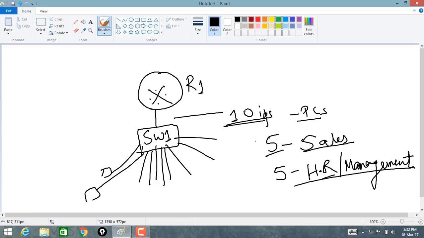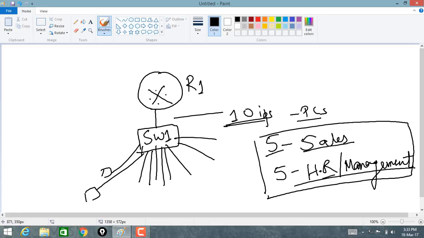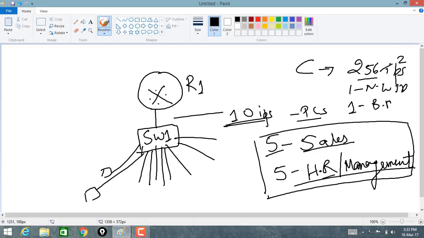But now here the role of subnetting comes. Altogether 10 IPs are needed, so definitely I'll go for class C, because class C gives me 256 IPs. Out of that, 2 cannot be used: one is for the network ID and the other is for the broadcast IP. So altogether 254 IPs I can use, and this is satisfiable. The requirement is only 10 IPs and we have 254, so we can directly give the class C subnet mask, that is /24.